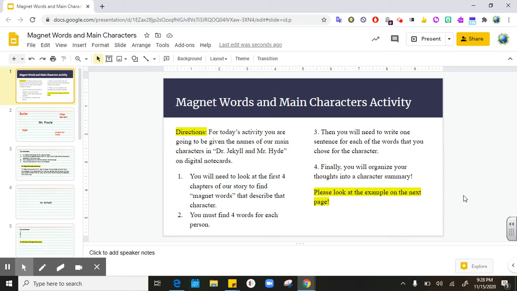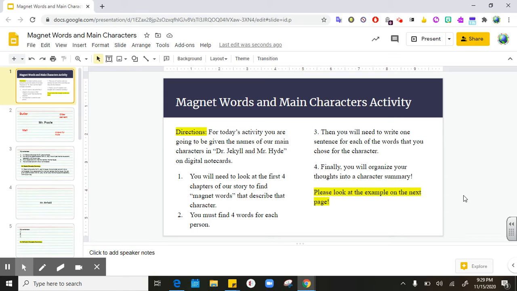Number one, you're going to need to look at the first 4 chapters of the story that we've read already. On Google Classroom, you have a link to the first 4 chapters. And you're going to look for magnet words that describe your character. A magnet is something that attracts something else. So you're going to look for key words that make you think of your character.